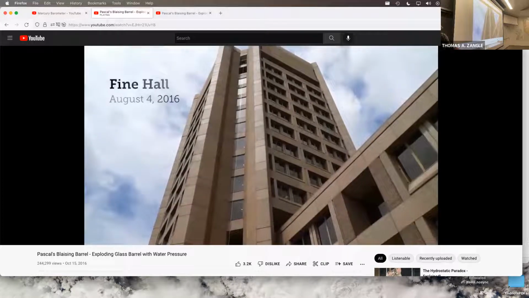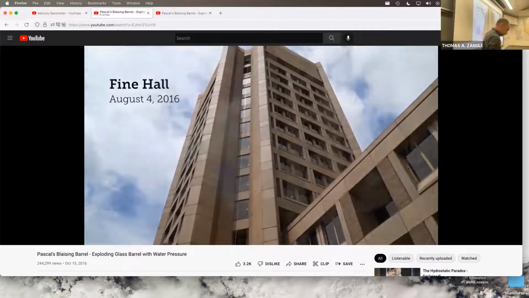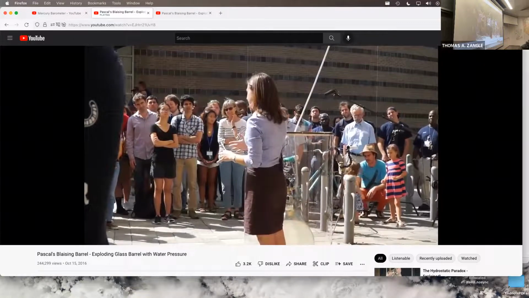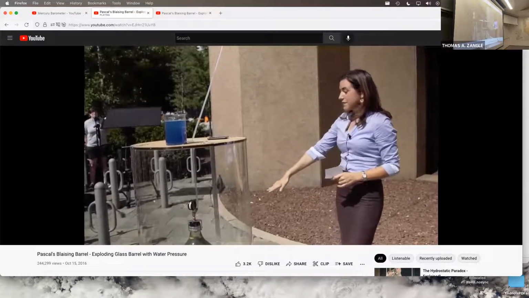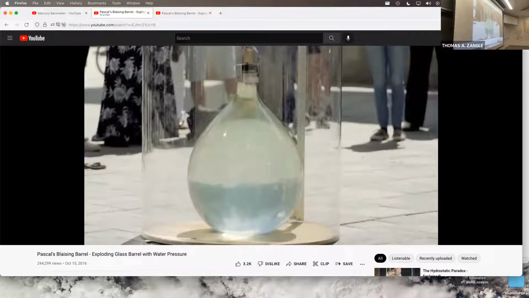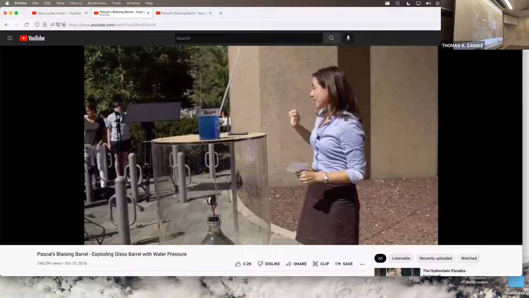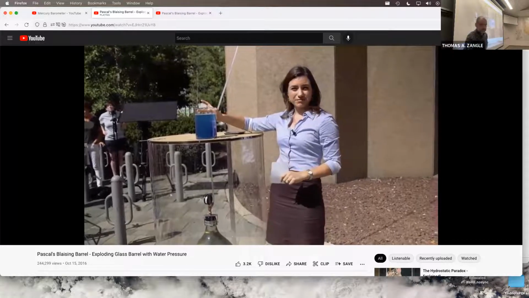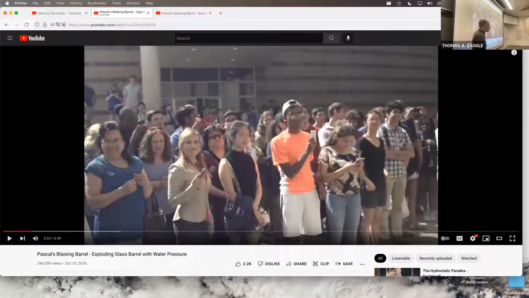Today we're going to do an experiment to demonstrate Pascal's law of hydrostatic pressure. So here we've got a 50 liter glass jug of water. I'm going to try to break this using just this amount of water. The big clue here is you see this tube leading up. Okay, so it has something to do with that tube leading up.